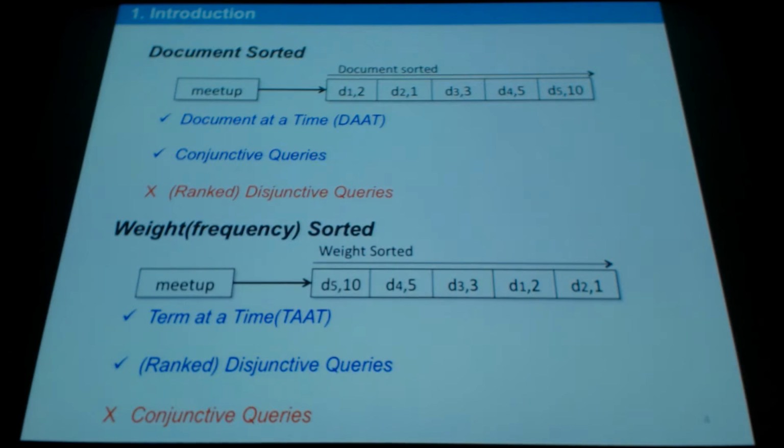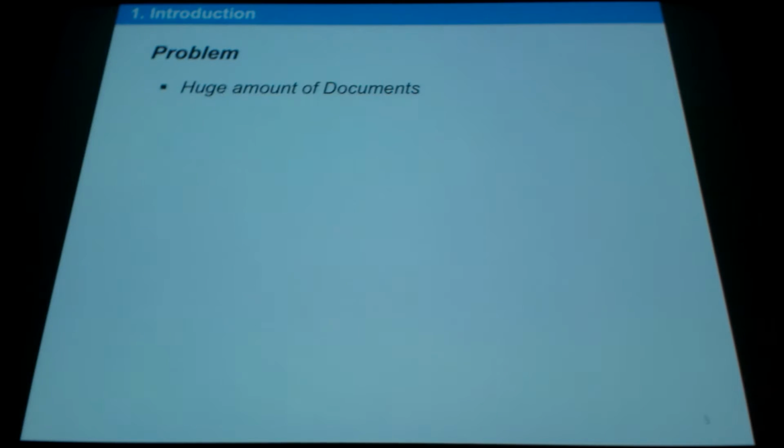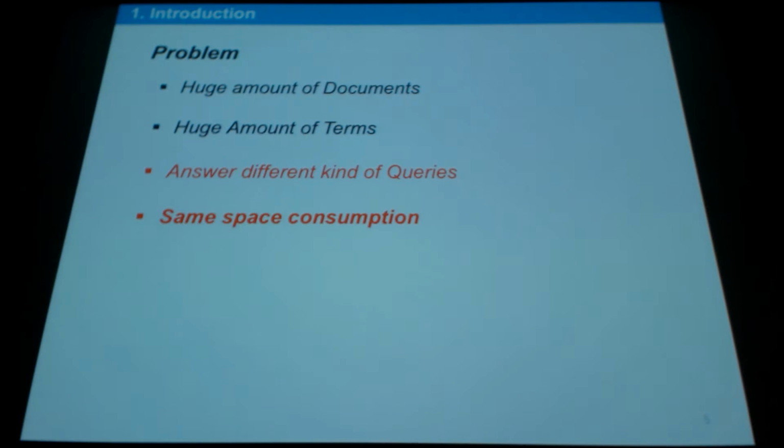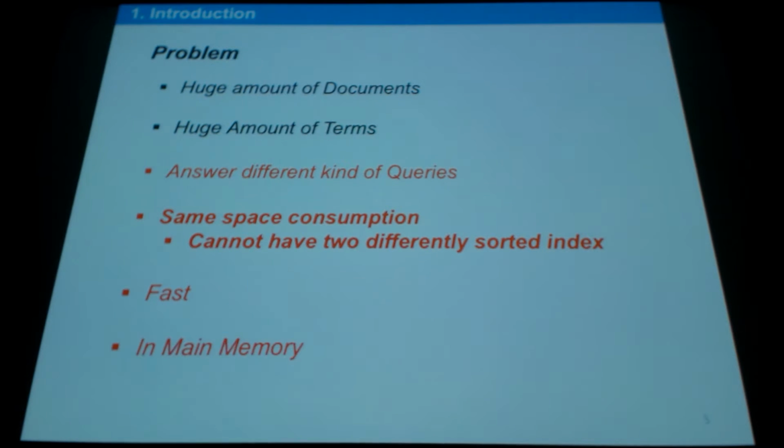That's not necessarily true. So the problem, as you know, is that we have a huge amount of documents and a huge amount of terms. We have to answer different kinds of queries. They have to hopefully use the same space. We cannot have two different indexes sorted in different ways. It has to be really fast, and since today we have a lot of distributed systems, it seems that we can hold the index in main memory. But even though we have a lot of main memory, we have to keep it really small.